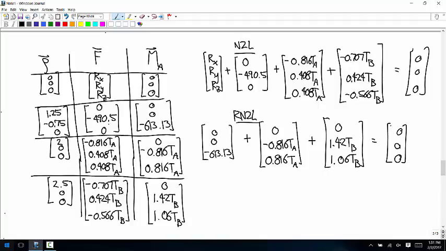Okay, so there's our 6 equations. I said when I drew the free body diagram that we only had 5 variables, so one of our equations has to go away or it's not going to work. And you can see that the x component of the moment equation just gives us 0 equals 0. So we're left with the 5 equations that we need to solve for 5 variables.